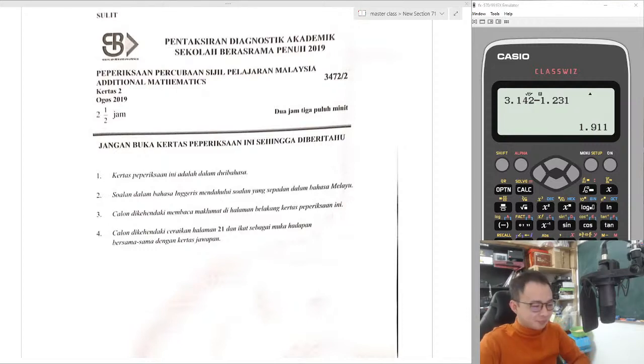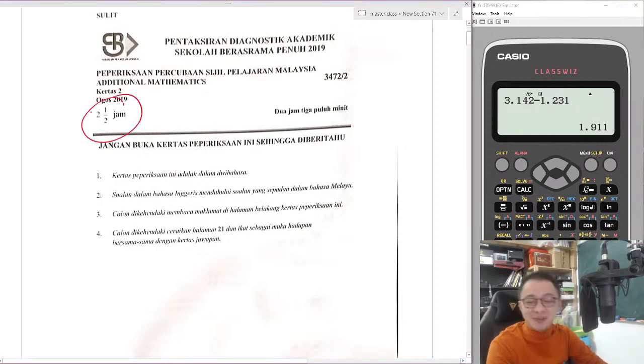Alright, so let's focus on this paper, which is the SBP paper 2 here. I might not finish the whole paper because you can see carefully that this one is a 2.5 hour paper and we only have about 2 hours for this one. So for section C, maybe I will choose 1 or 2 questions to discuss, but I try to finish about section A and B here so that you all can understand as best as possible.